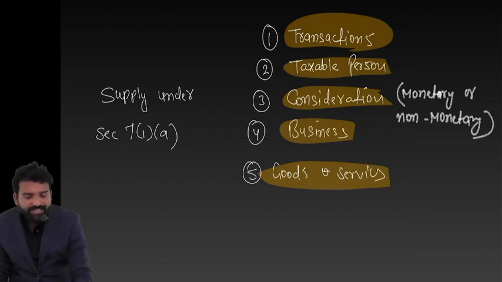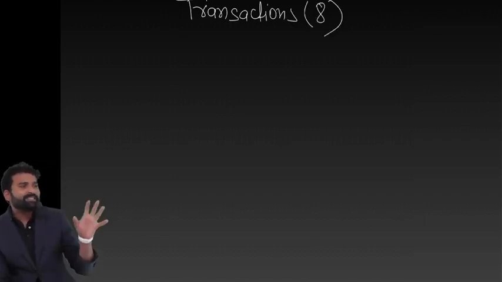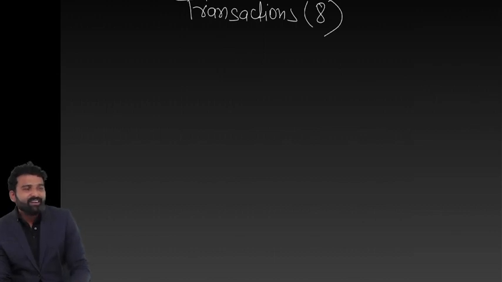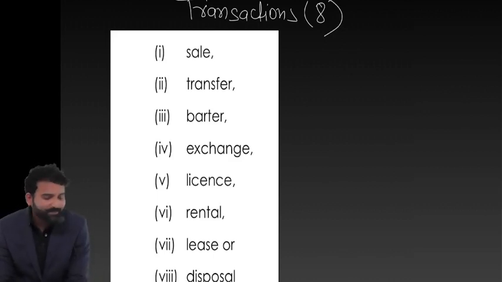So now we have to discuss the first condition, the transaction. Sir, what is the meaning of transaction here? In supply, we have 8 different transactions. Does anybody remember the names? There are 8 different transactions in GST which are considered as supply. These are the names: sale, transfer, barter, exchange, license, rental, lease or disposal.